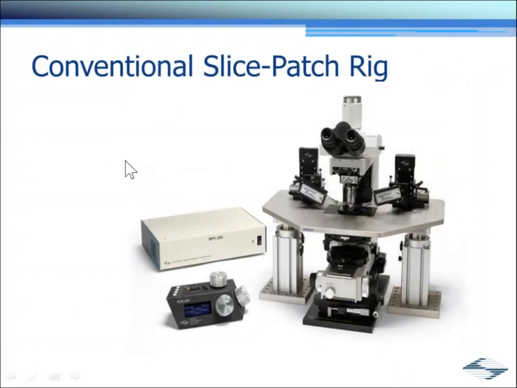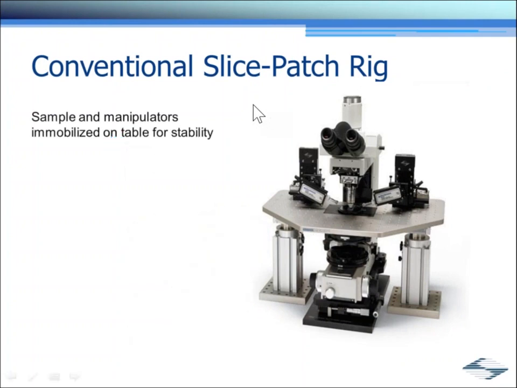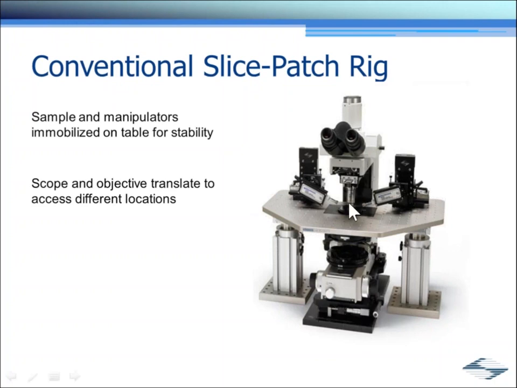On the other side of things, let's take a conventional slice patch rig that many of our neuroscientists are familiar with. Here we have the sample and the manipulators immobilized on the stage table for stability. The scope and objective translate to access different locations. If we look at the bottom of the microscope here, we see that the microscope is mounted on an XY translator, which means that the microscope itself and even the objective can move around the sample area without moving the sample or the manipulators that are attached to the sample.